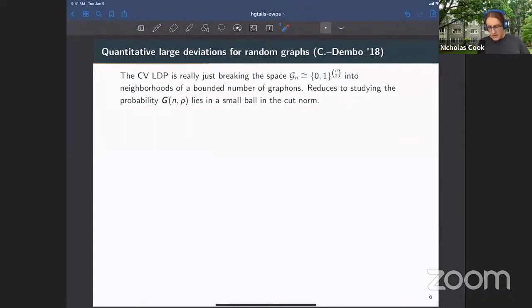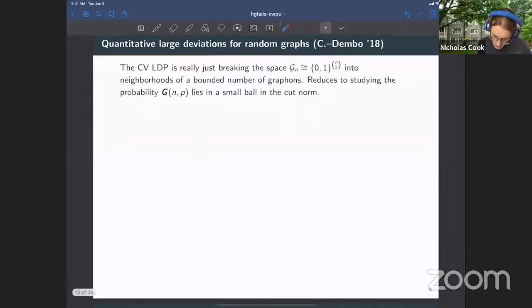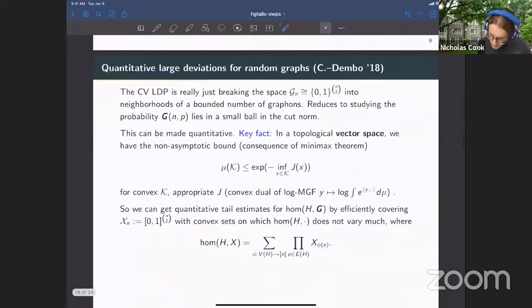And so then, say you're interested in estimating the probability of some set in your topology. You're basically just covering it by small balls, and then you have to understand the probability assigned to each ball. Well, this part can easily be made quantitative.